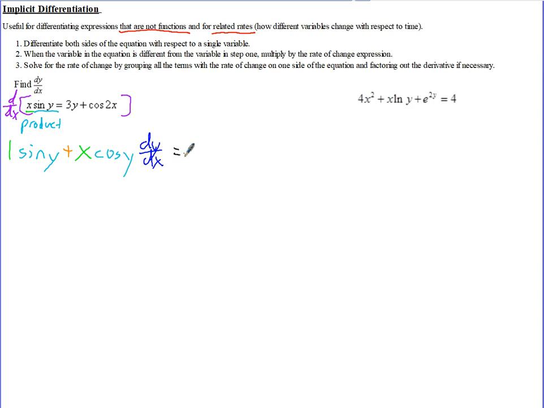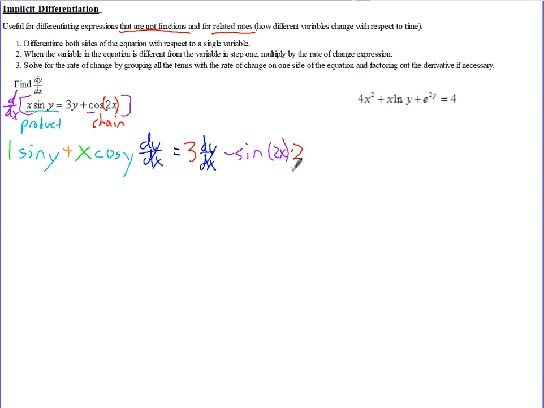Equals. Now let's take a look at the other side. The derivative of 3y is 3. Again, we took the derivative of a y term, so we have to multiply by dy/dx. And then here we've just got to use the chain rule, because we've got 2x inside cosine. So to start on the outside, the derivative of cosine is negative sine. Remember, it starts with a c. Negative sine, inside of 2x stays the same. And then times the derivative inside, which is 2. And that was an x term, so we don't need dy/dx.